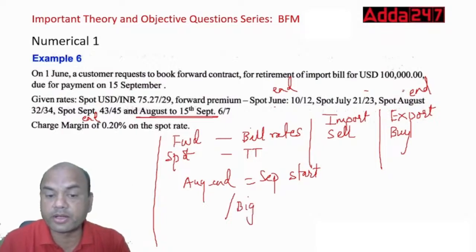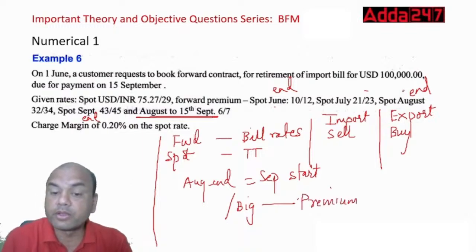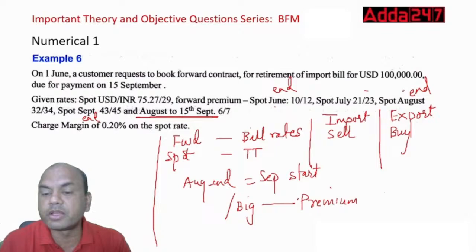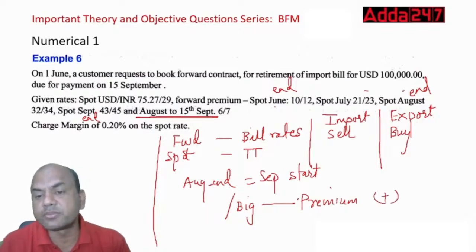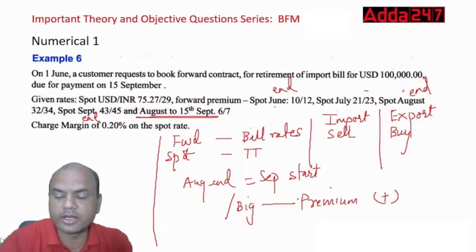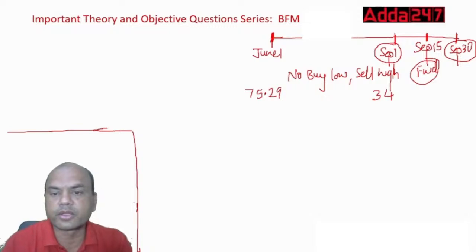Remember, in forward transactions, the currency is in premium when your right side is higher, when the right side is big. Always remember this. The vice versa is also true: when the right side is small, it is in discount. And whenever we have premium, we'll have to add the forward points. Always add. So now it is in premium, so I'll have to add it. I'll take this 34.